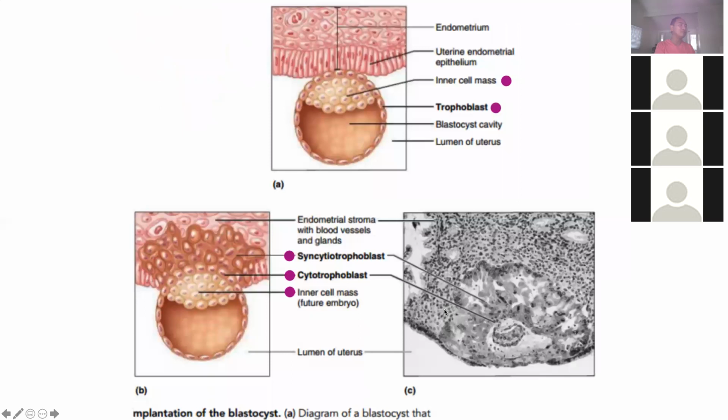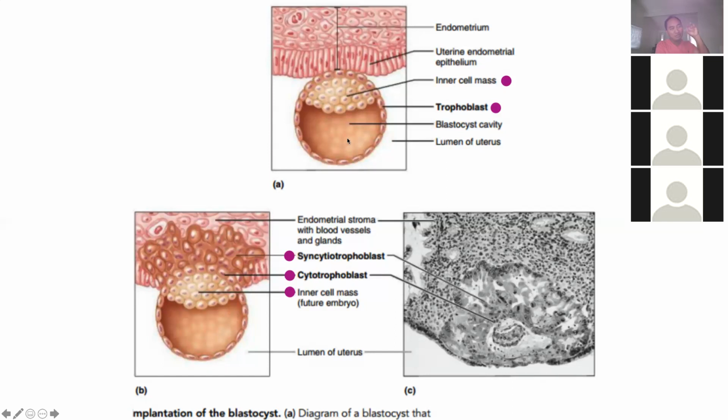And now, hey, look at that. It is trying to attach to the uterus endometrium, guys. Look at that. And I believe you know everything here. This is the inner cell mass. This is the blastocyst cavity. The whole outer lining is called the trophoblast. Look at that. The inner cell mass portion is going to attach to the uterine endometrium.